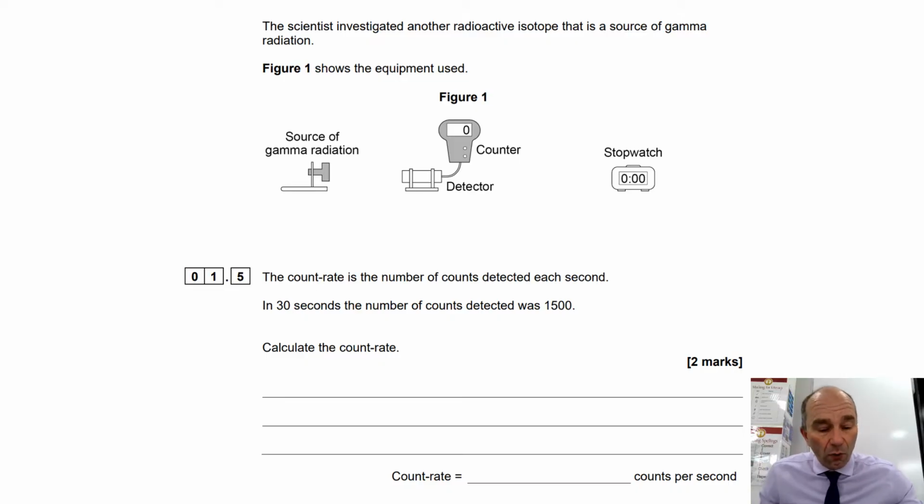Now, you've got 1,500 counts in 30 seconds. We need to work out how many in 1 second. That means we need to divide 1,500 by 30. You would put those numbers into your calculator, and that would give you an answer of 50 counts. And again, that's 2 marks, which is more of a maths question than anything else.